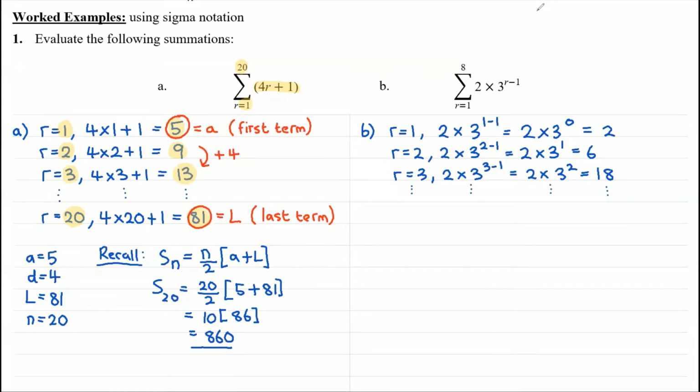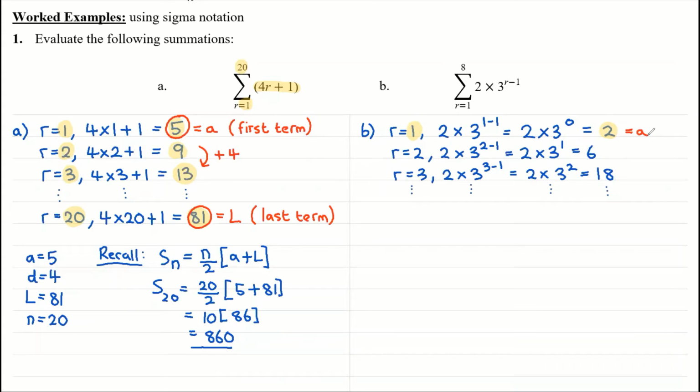Right, for 1b, again, I've just written out the first 3 terms of this sequence, which we're going to sum as a series. So when r is 1, we get 2. So that's our first term. Just make a note of that. So this is our a.